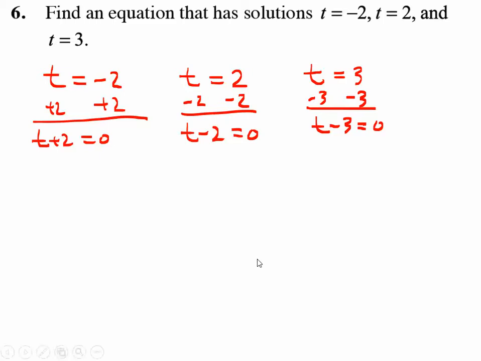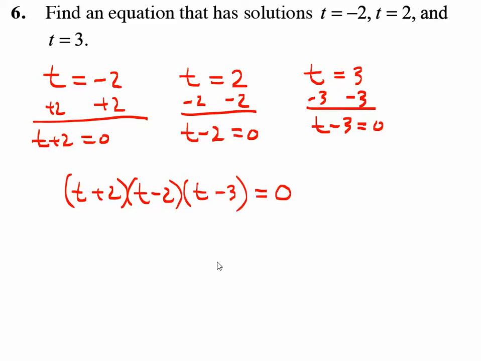Alright, so you know that if each of these is equal to 0, and you multiply these together, what is it going to be equal to? Still 0, right? Each of these is technically 0. If you multiply them together, the product is still equal to 0. So notice that literally this is factoring in reverse.